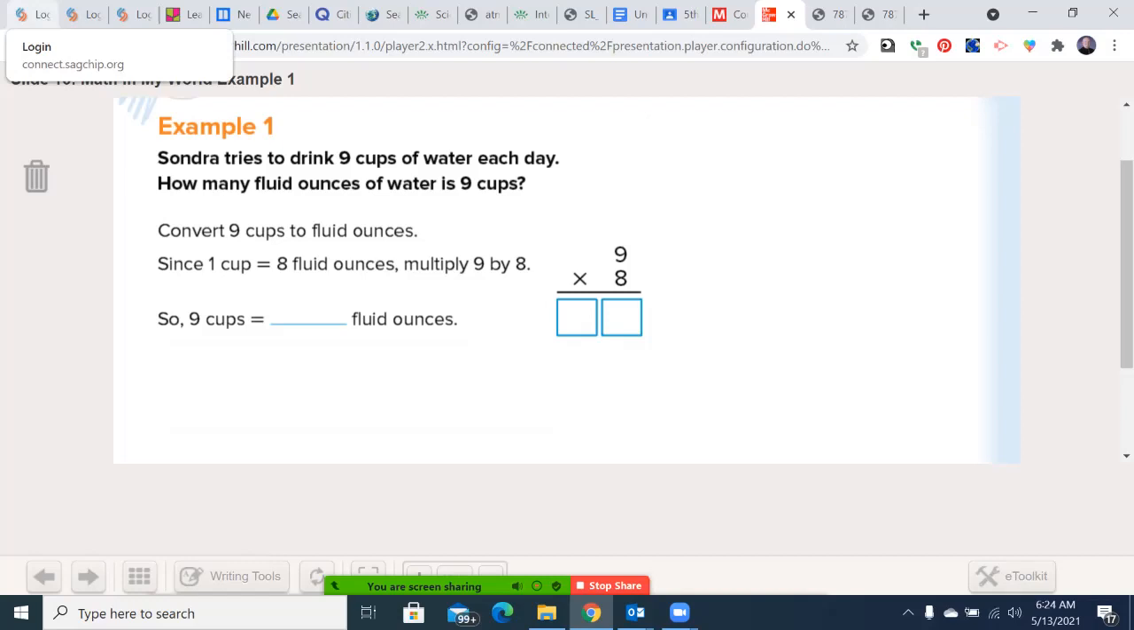And then we also have at the bottom, a cup is equal to 8 fluid ounces. A pint is 2 cups or 16 fluid ounces. A quart is 2 pints or 32 fluid ounces. And a gallon is 4 quarts or 128 fluid ounces.